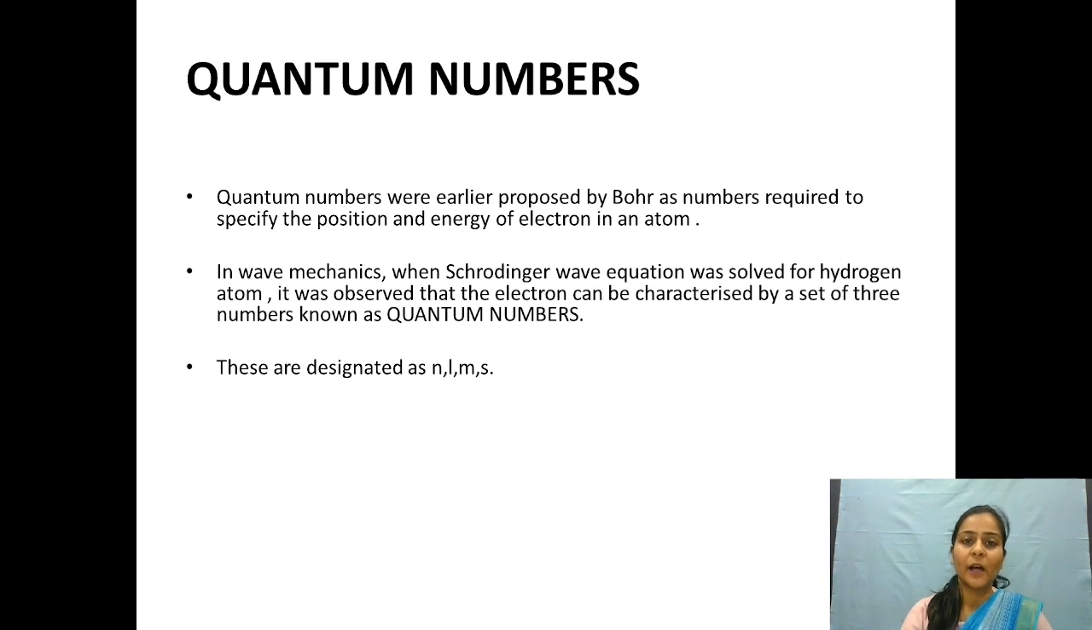In the wave mechanics branch of chemistry, the Schrödinger wave equation was solved for the hydrogen atom, and it was observed that the electron can be characterized by a set of four quantum numbers, that is n, l, m, and s. These are the designations for the four quantum numbers, where n is for the principal quantum number, l is for the azimuthal or subsidiary quantum number, m is for the magnetic quantum number, and s is for the spin quantum number. These must always be written in small letters.